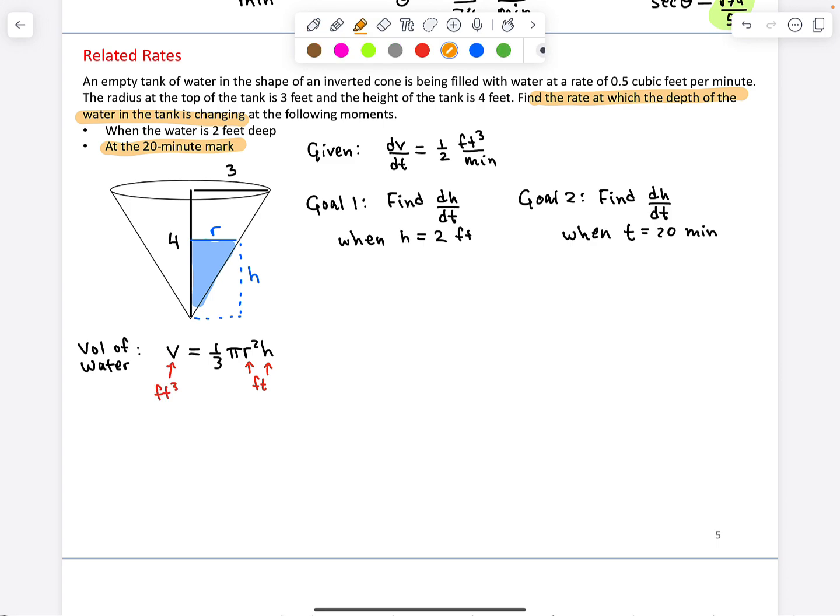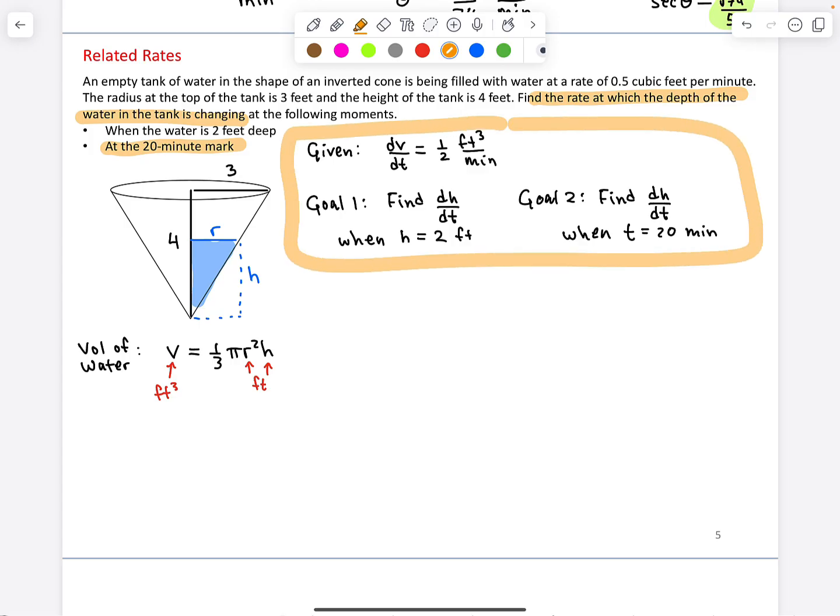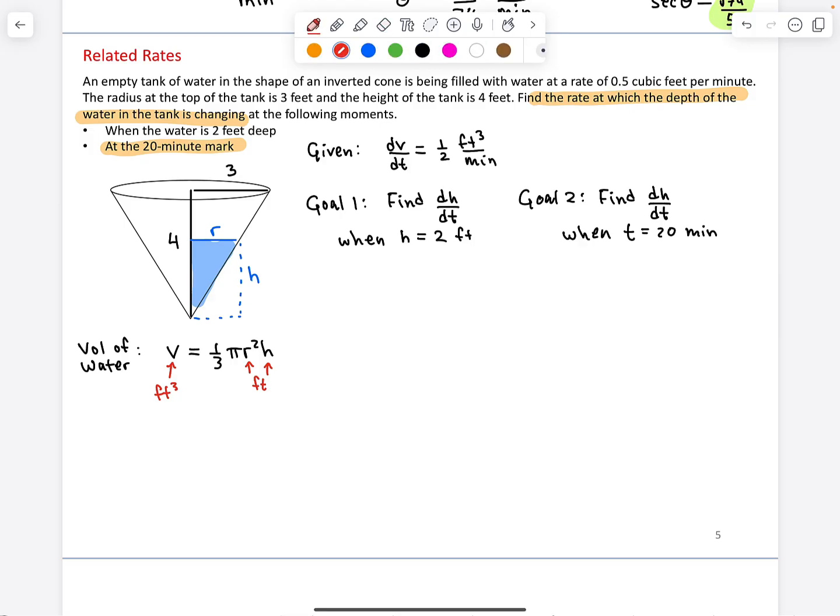Now the next thing I notice is that in all of our information here for the givens and the goals, I only see information about V and h. There's no information about r, so it would be ideal if I can come up with a V-h relationship that is independent of r. So we've got to find a way to get rid of this r squared in a valid way. Well, this would be possible because r and h have a relationship due to the fact that the radius at the top of the cone is 3 and the height of the cone is 4.